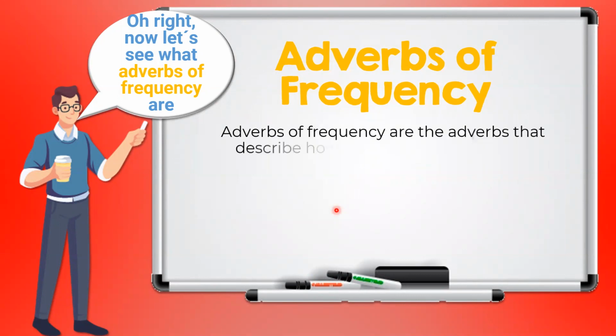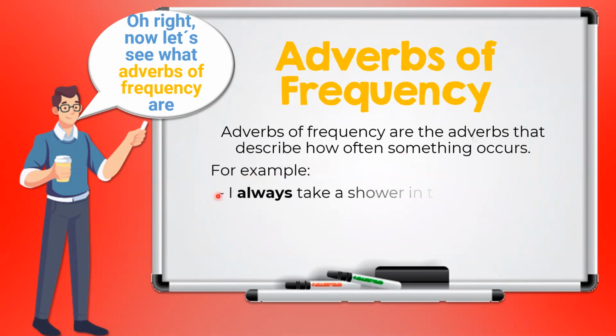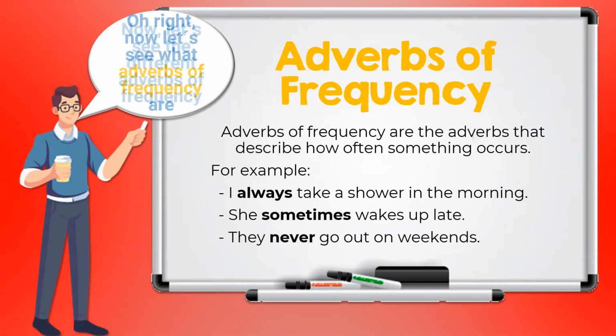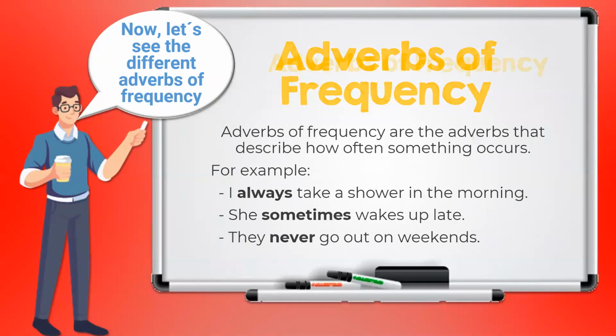Adverbs of frequency are the adverbs to describe how often something occurs. For example, I always take a shower in the morning. She sometimes wakes up late. They never go out on weekends. Now let's see the different adverbs of frequency.